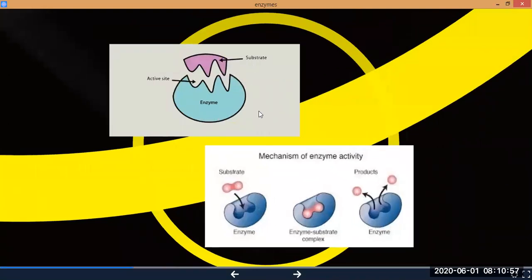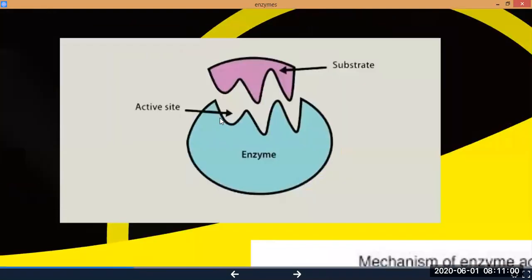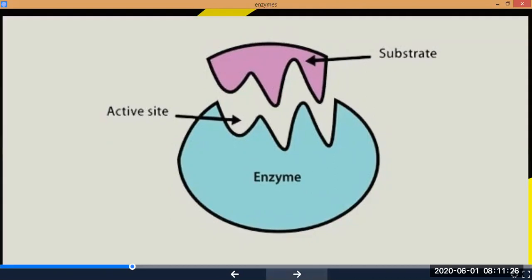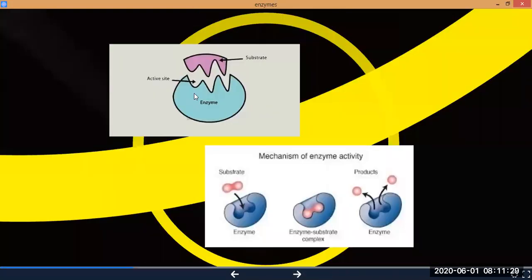If you look at this diagram, the top one, enzymes have a specific shape, and enzymes act on a chemical to convert it into something else. That chemical is called a substrate. I repeat, the chemical the enzyme is acting on is called a substrate. And when the enzyme performs its function, it converts the substrate into product.